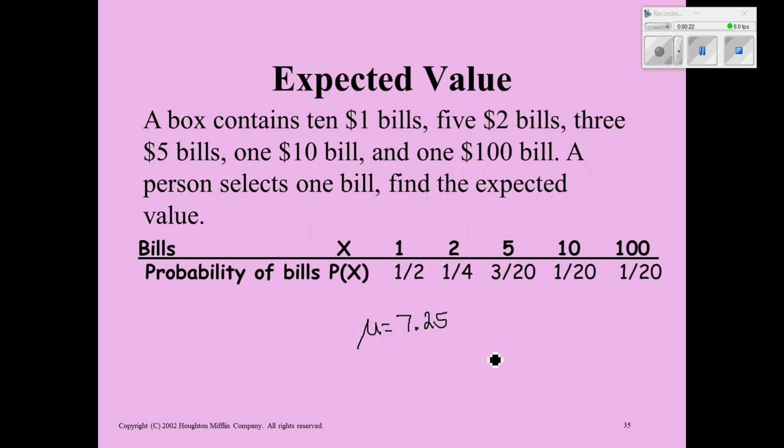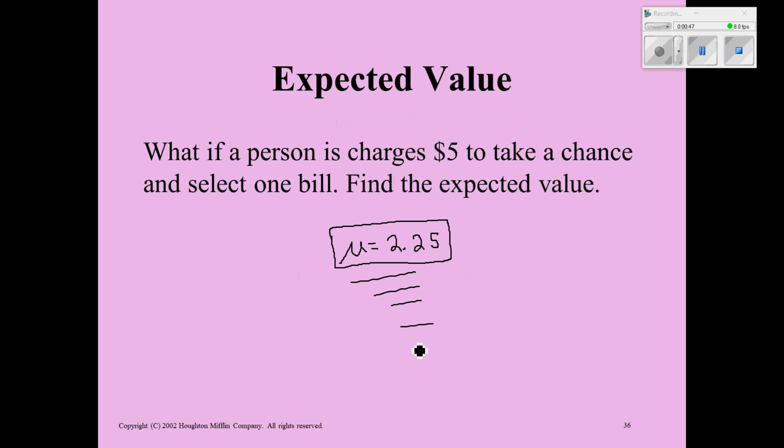The one example we looked at was this game of drawing bills out of a box, and we asked, what was the expected value? What could you expect to happen if you played this game over and over and over again? We got our expected value to be 7.25. That means if you played this game repeatedly, you would get $7.25 on average every time you played. We then said, well, what happens if we charge $5? It drops from $7.25 to $2.25. But every time you played, on average, you would get $2.25.